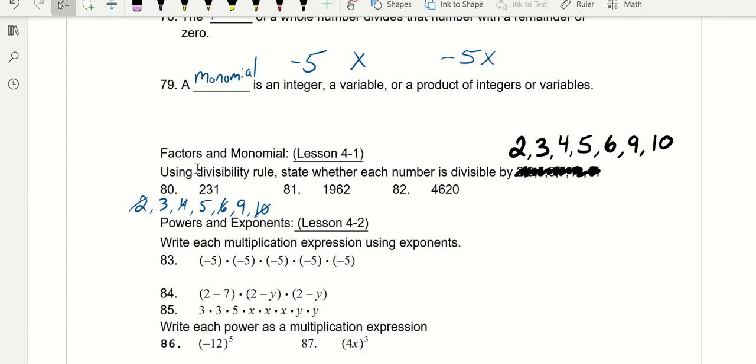The rule for 3 is you add up all the digits, and if that sum is divisible by 3, then the number itself is divisible by 3. So 2 plus 3 is 5, 5 plus 1 is 6. So yes, it is divisible by 3. It is not divisible by 5 because the rule is it has to end in 0 or 5. And the rule for 9 is you add up the digits, and the sum needs to be divisible by 9. 2 plus 3 is 5, 5 plus 1 is 6. 6 is not divisible by 9.